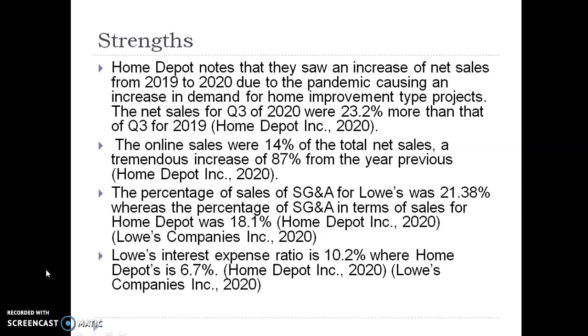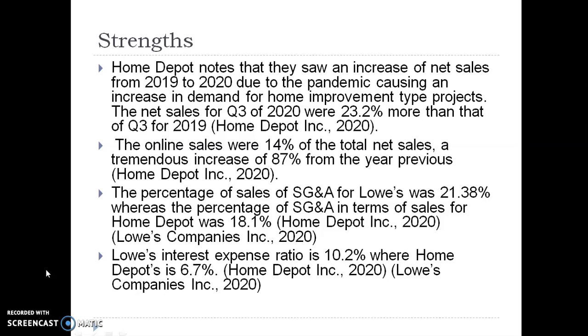A lot of this was due to the pandemic, and the increased demand for home improvement projects as people were staying home. They actually noted an increase in sales from 2019 Q3 to 2020 Q3 of 23.2%. This was largely due to online sales increases, which had a tremendous increase for the 2020 year of 87%. Their online sales made up about 14% of their total net sales.